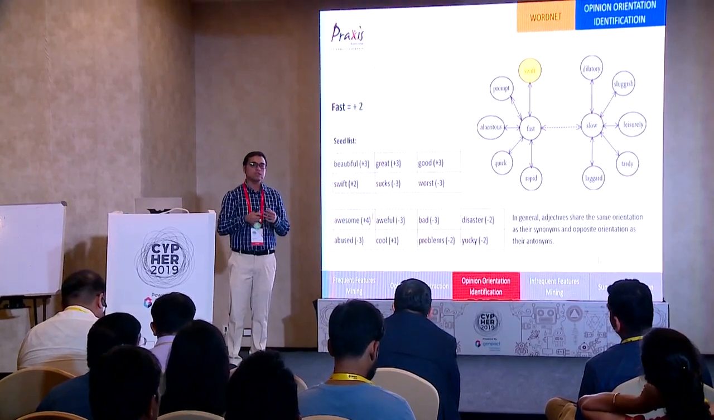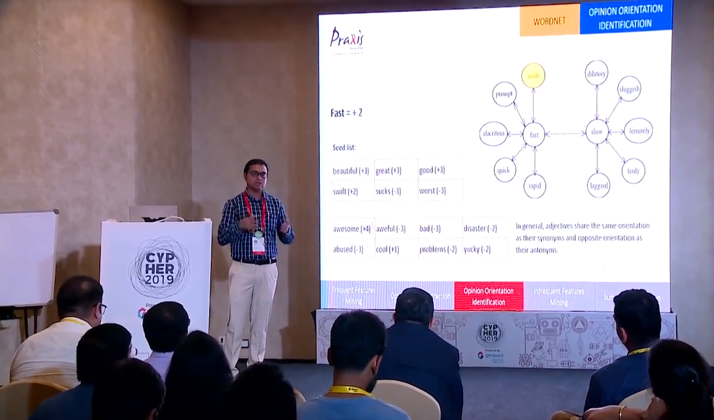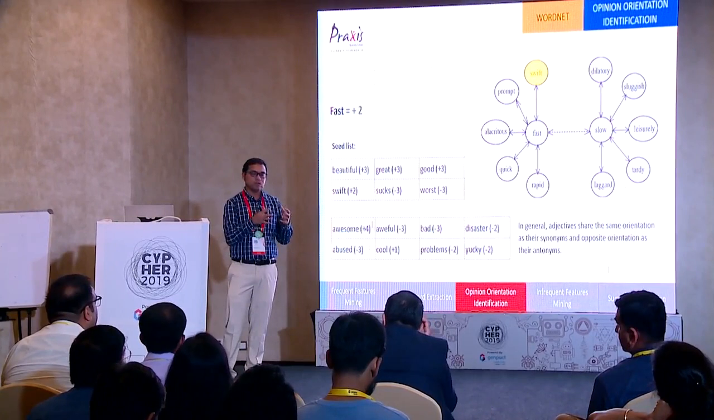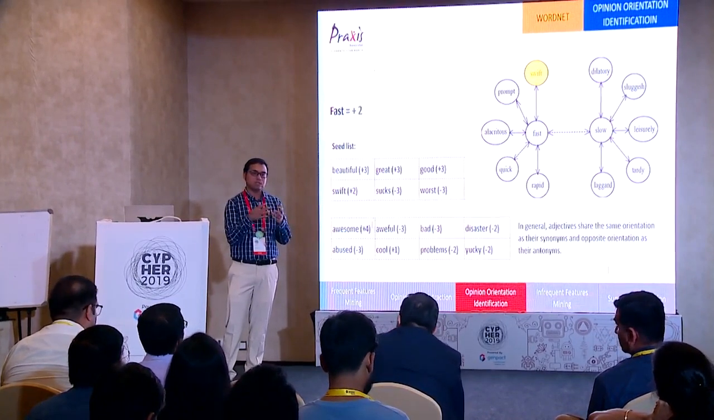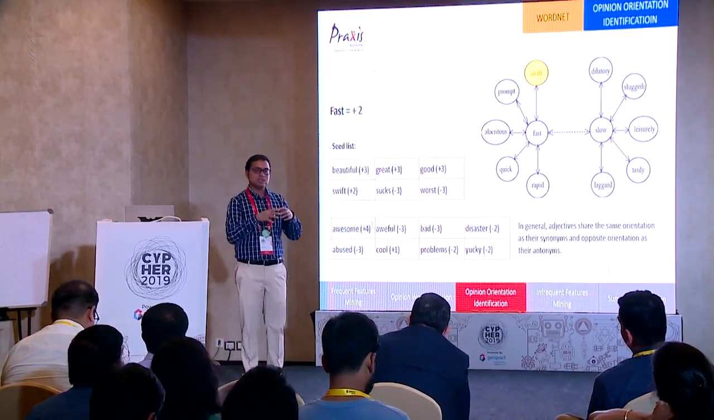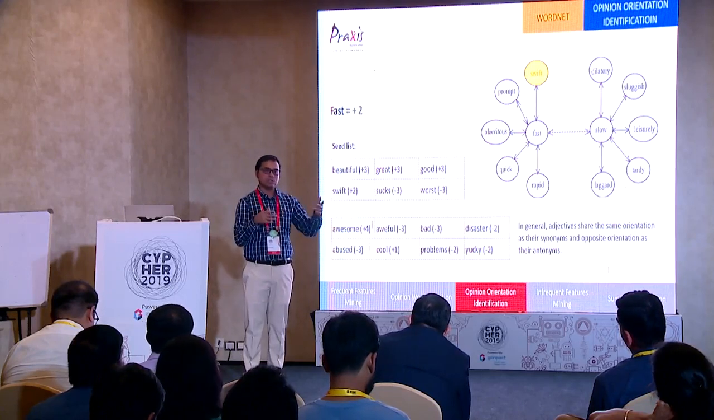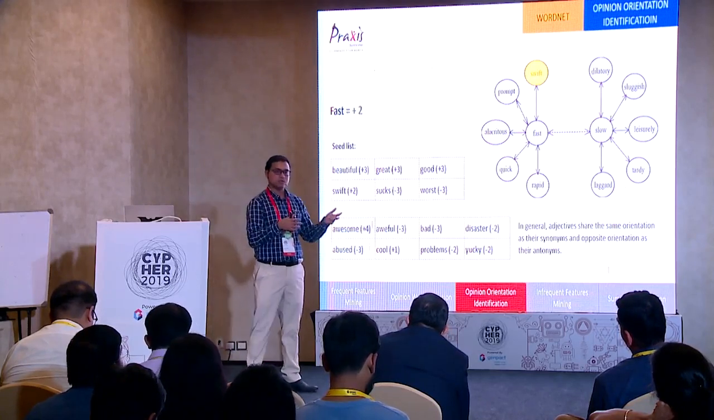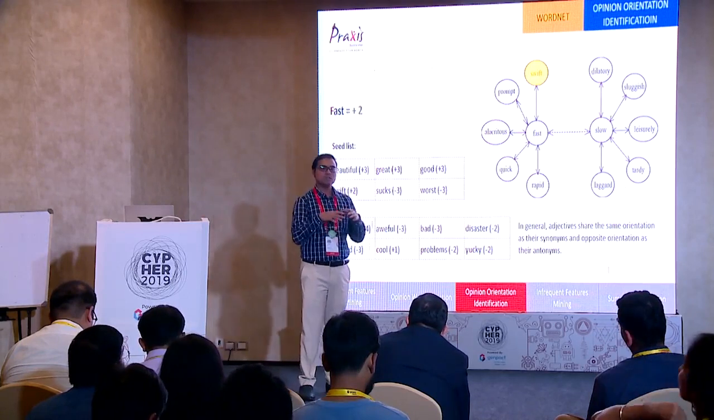WordNet is a library, a package, where the adjectives are arranged in bipolar clusters. So it's basically an arrangement that is created by linguistic and artificial intelligence experts, okay. So it's basically a library.